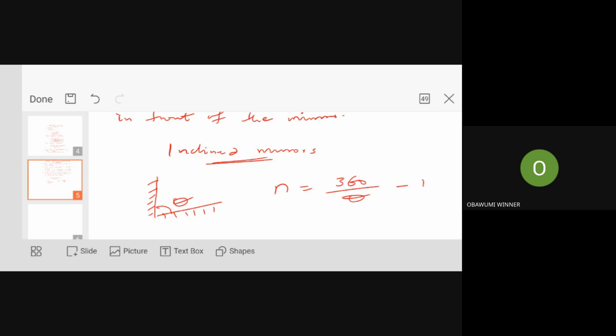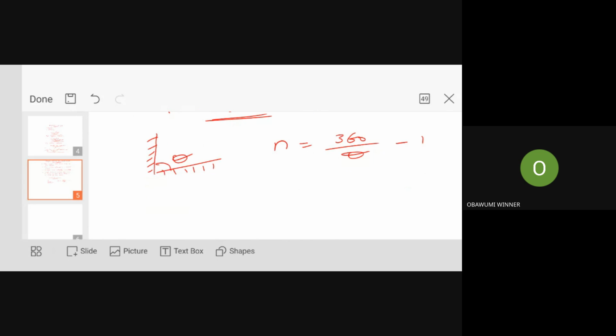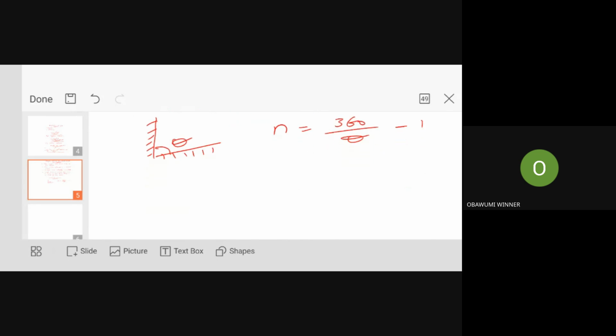We use the formula n, where n means the number of images, is equal to 360 divided by theta, where theta is the angle of inclination, then you subtract 1 from it. For example, I can give you this question: if two mirrors are inclined at an angle of 90 degrees to each other, how many images will be formed?